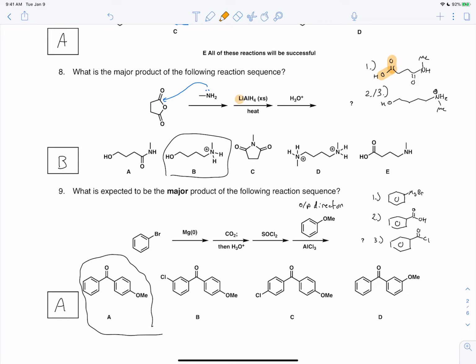Then we use lithium aluminum hydride in excess. Excess means that we have plenty to reduce both our carboxylic acid and our amide group. Carboxylic acids go to primary alcohols, and amides will go to a secondary amine. Note there aren't any neutral secondary amine options, so this must mean that we added a little too much of our acid in the workup, and we end up with B, this protonated ammonium alcohol, as the product.